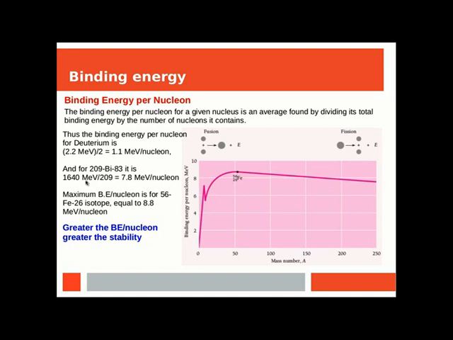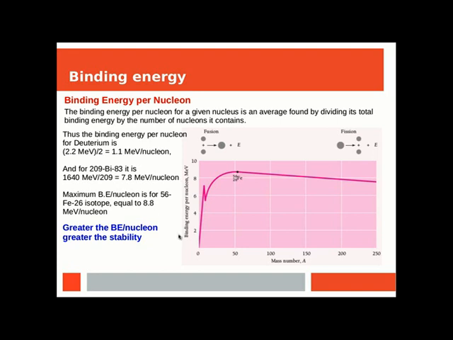Now you see that in the previous example of deuterium, we saw that 2.24 million electron volt was the binding energy for the deuterium atom. It contains two nucleons, a proton and a neutron. So binding energy per nucleon is 1.1 million electron volt. For bismuth, binding energy per nucleon is this much, 7.8 million electron volt per nucleon.